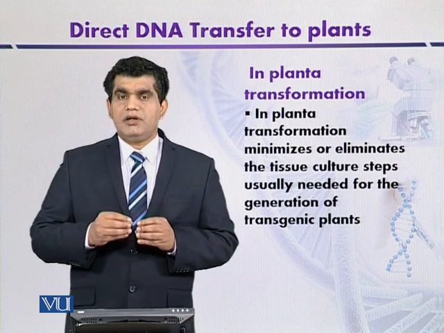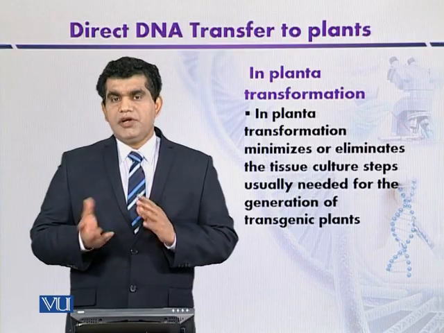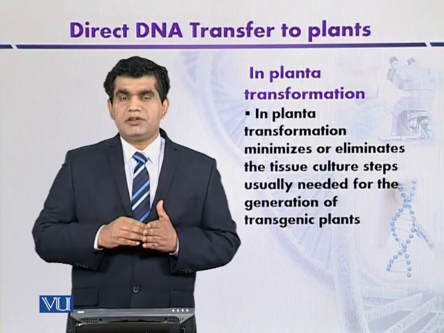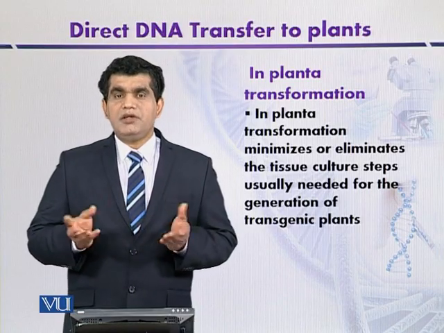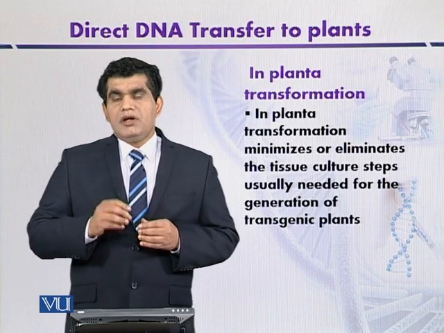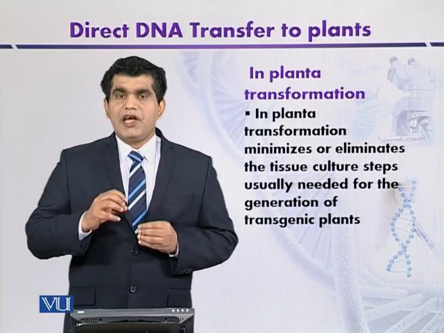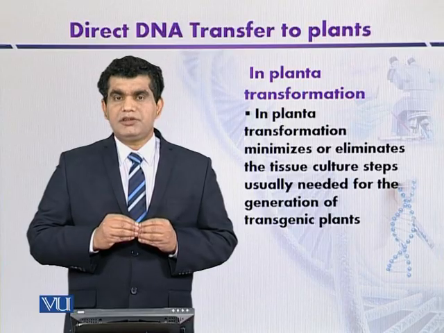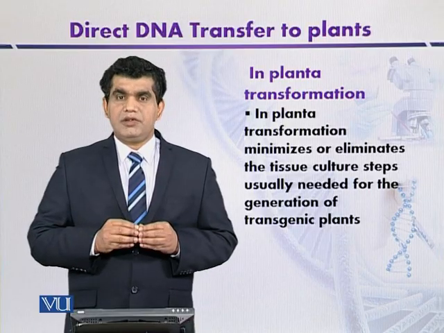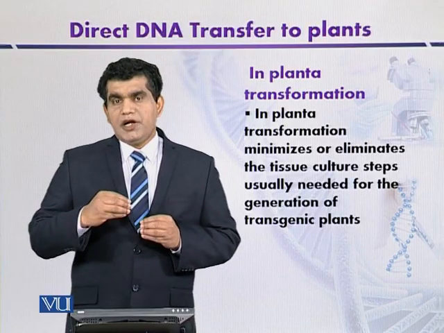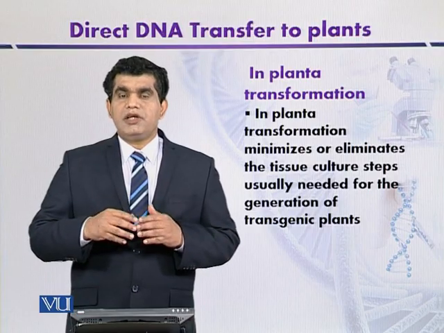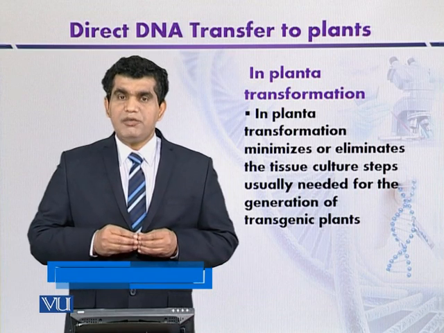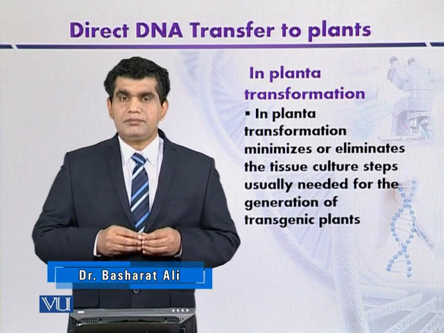That is, in this case, one can say that the use of some plant cells, explants, can be minimized. And this transformation can be carried out at an appropriate stage of the life cycle of the plant. The plant that has been used here is a model plant. The name is very common, that is Arabidopsis thaliana.